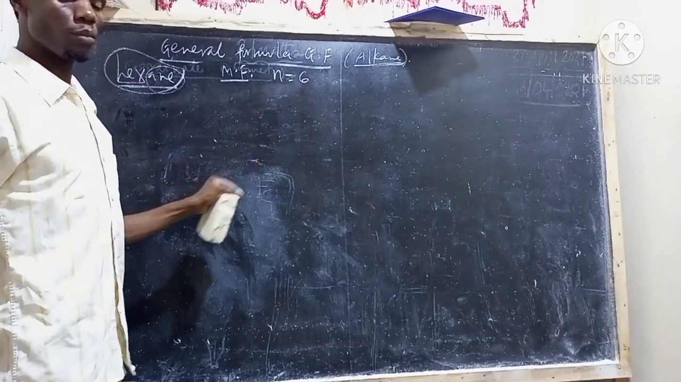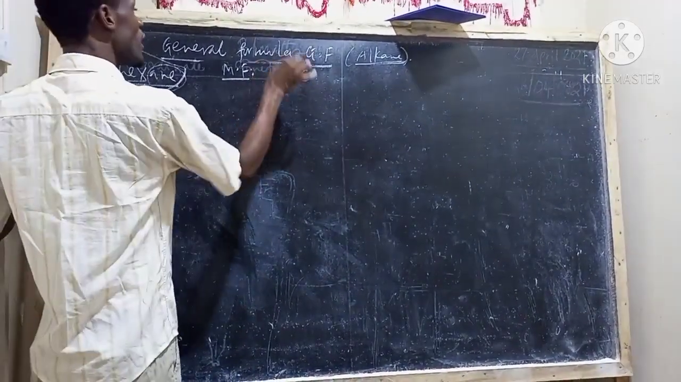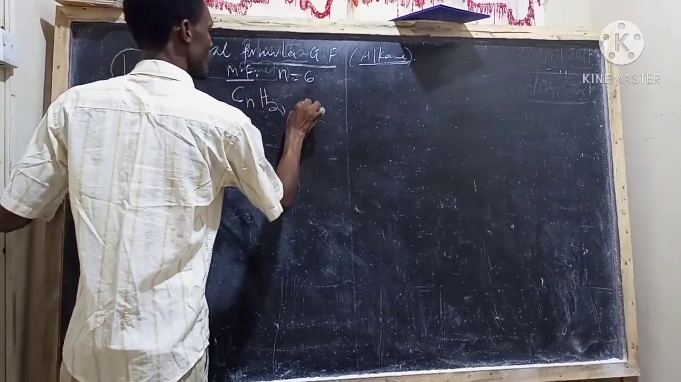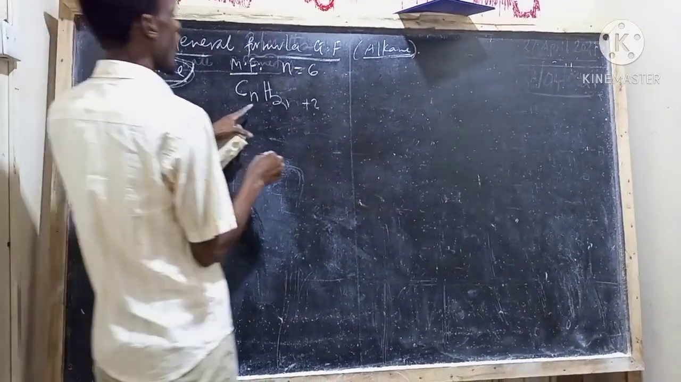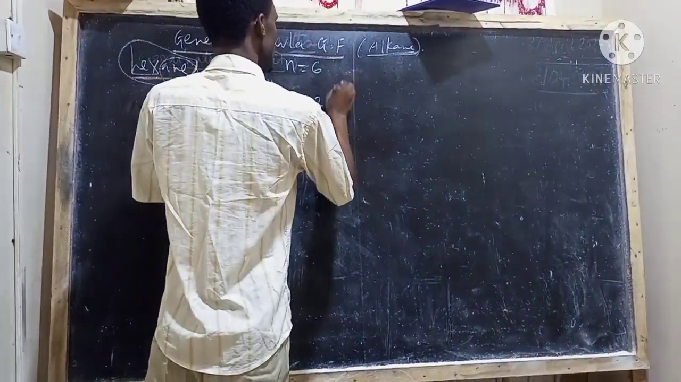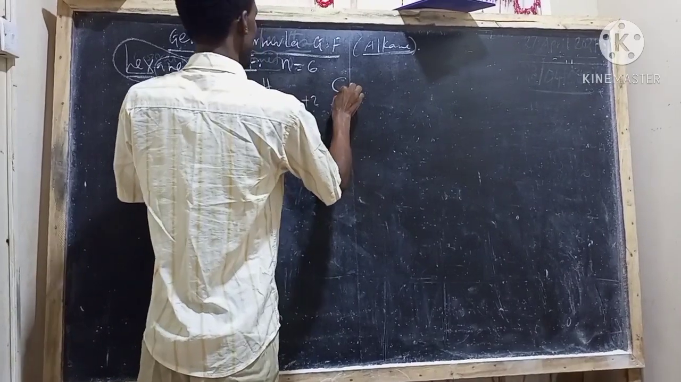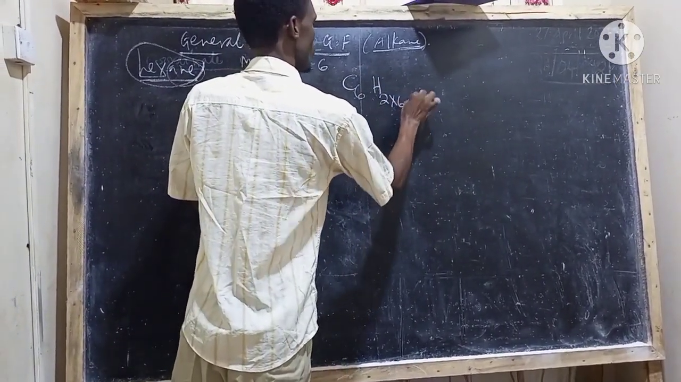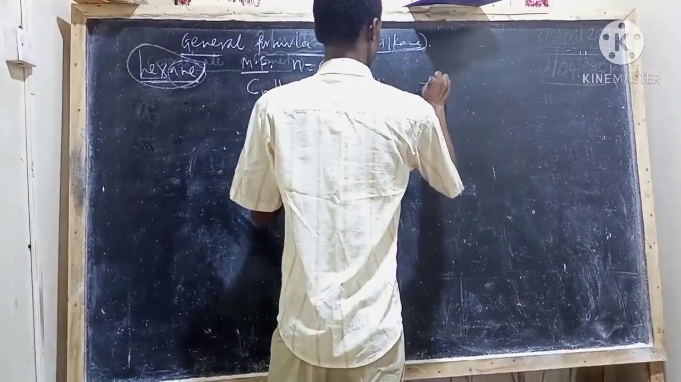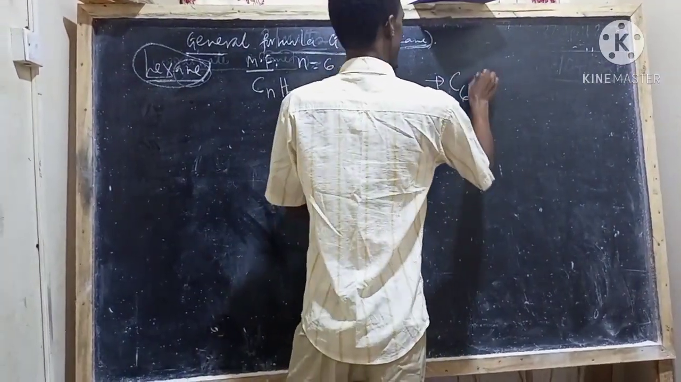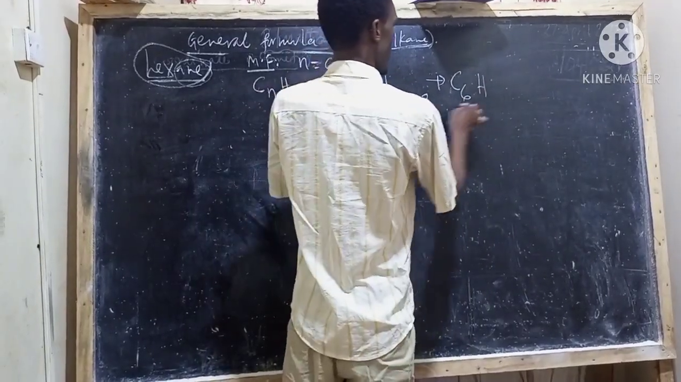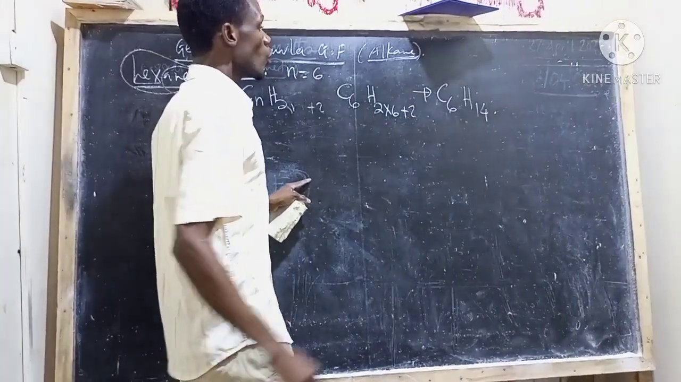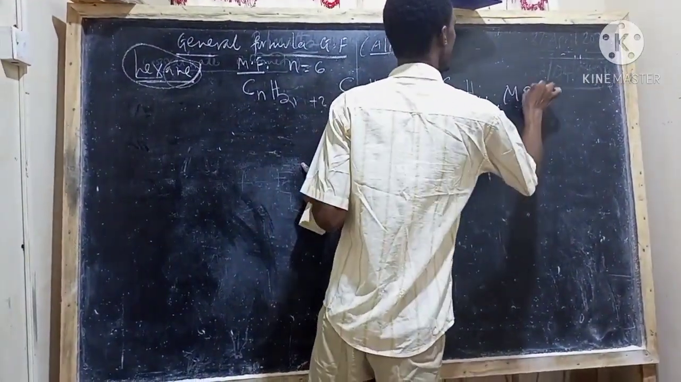Since the number of carbons is 6, it is very simple now for us to understand. From the general formula of alkanes, we have CnH2n+2. Where there is n, you put 6. So we have C6. Hydrogen is 2 times 6 plus 2, which is 12 plus 2, now 14. So this is the molecular formula for hexane, C6H14.